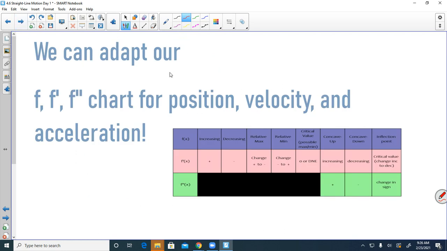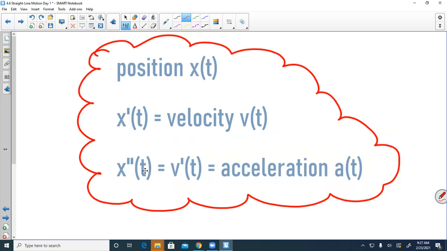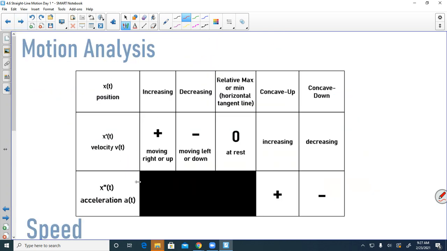So we can adapt the chart of f prime and f double prime to position, velocity, and acceleration, because if I had f prime and f double prime, well, now I'm going to have x prime, x double prime. So we can keep a lot of those same qualities, because I'll be asking you, when is velocity increasing? Well, if I would look at what I did before for the derivative, or I'll ask you, when is something speeding up? And I'll show you how to find that on our chart. So we're going to adapt our chart, and it's going to look like this.